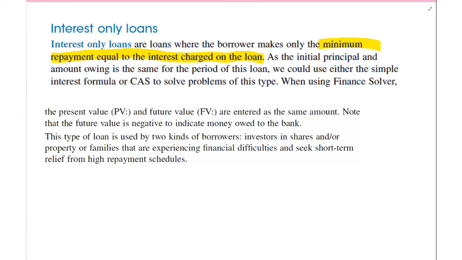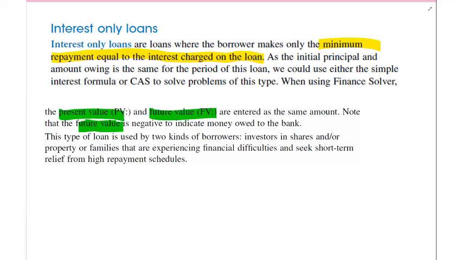So conceivably, you could use the simple interest formula or CAS, using the finance solver. If we're just going to use the finance solver for now, that means my present value and my future value are the same value. But now the future value is negative because that's money owed to the bank. So you've borrowed a certain amount that comes into your bank, but you still owe that same amount, so it becomes a negative value.